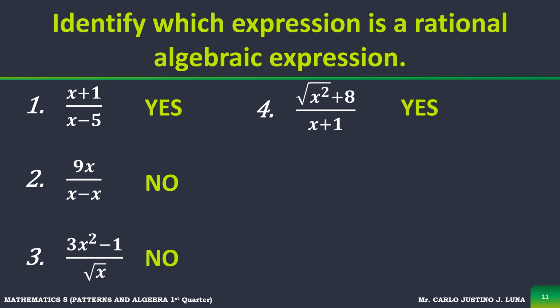So we have now for the numerator x plus 8. Okay? So it is a polynomial. And then the denominator is also a polynomial. Okay, clear tayo doon? Don't be confused. Okay? So, number 4 is a rational algebraic expression. Number 5.